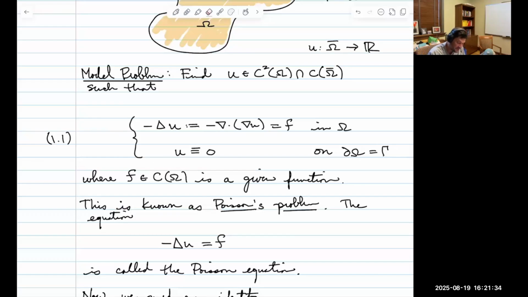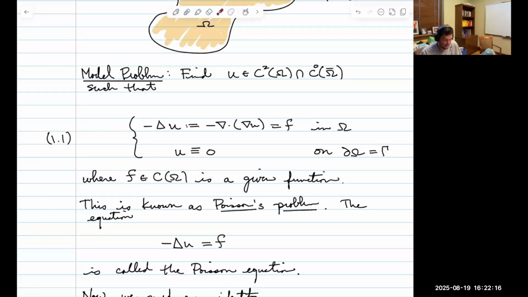But I'm being a little bit more specific than that. I'm saying I want to find a function u which is twice continuously differentiable on the open set omega, and only continuous on the closed set. This is my notation for the intersection, or "and". So we need a function which is both C2 over the open set omega and C0 over the closed set omega bar. Sometimes I'll add the additional C0 over this just to make sure we're clear.